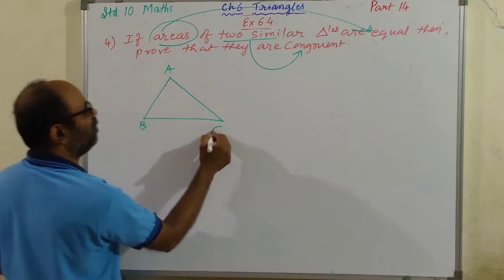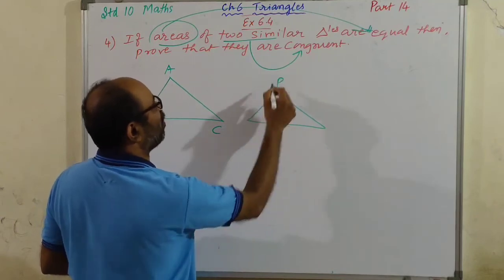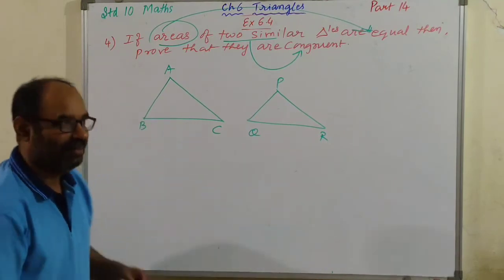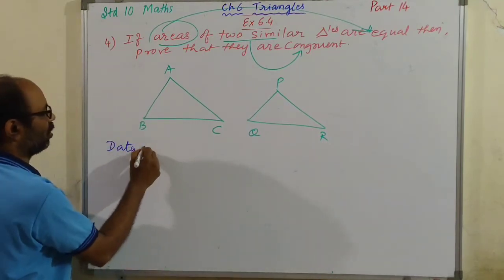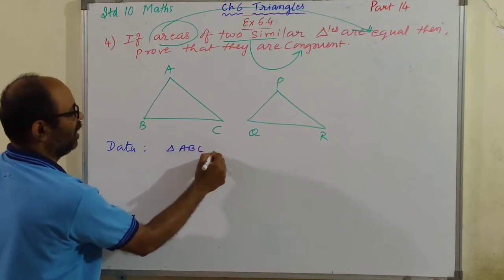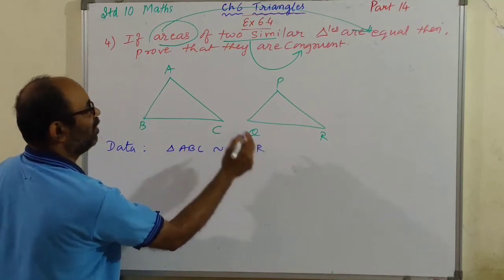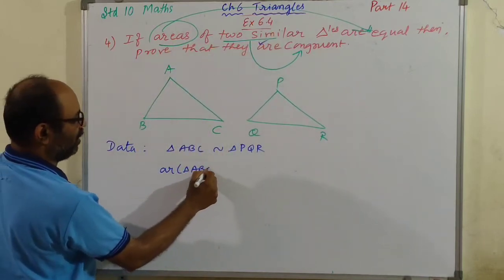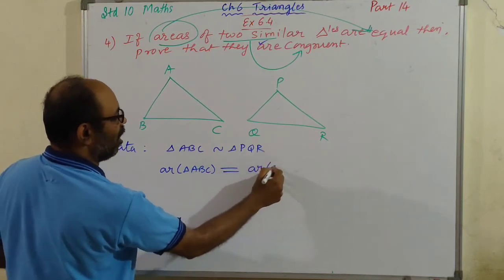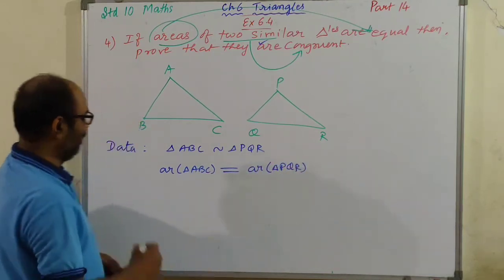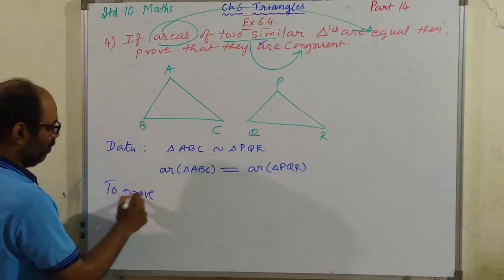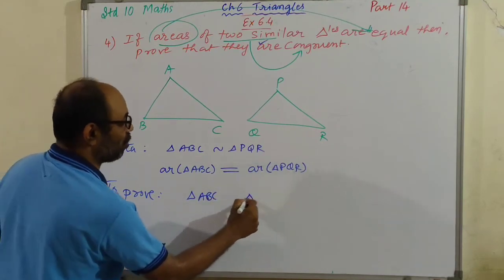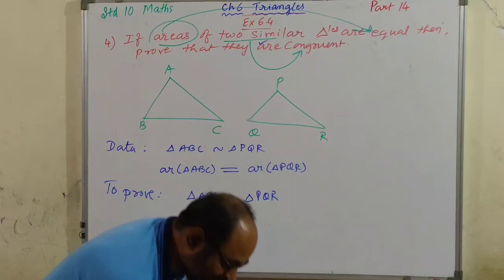Suppose this is triangle ABC and this is triangle PQR. The two triangles given to you are triangle ABC and triangle PQR. Data. Figure you should draw first. Triangle ABC is similar to triangle PQR. They are similar and areas are equal. Area of triangle ABC is equal to area of triangle PQR. Got it? To prove, very interesting. Triangle ABC is congruent to triangle PQR.